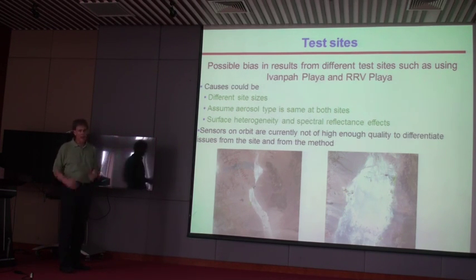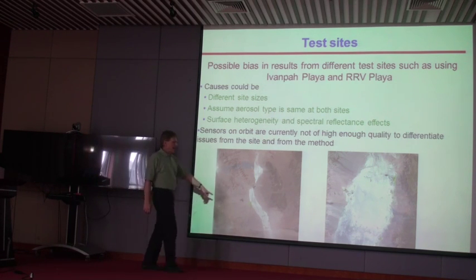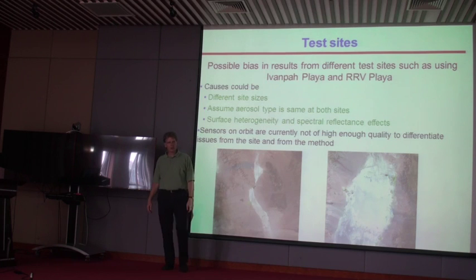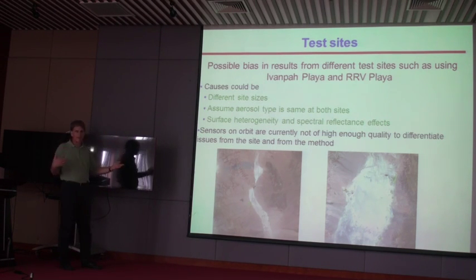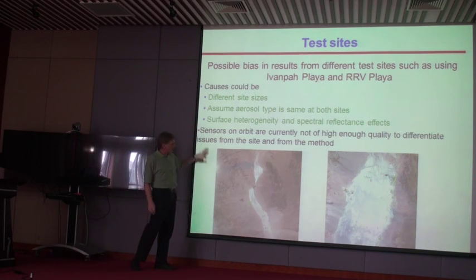What's interesting is Railroad Valley is at a little bit higher latitude. So if we were doing a geostationary system, Ivanpah Playa would be a slightly better place to go. If we're doing AVIRIS, Ivanpah Playa is a better place to go because it's closer to JPL. It's also closer to Ames, so that's where they're flying the aircraft from. So there are all these different things in terms of heterogeneity and reflectance.